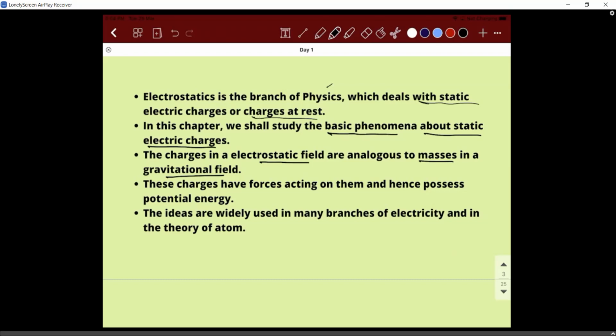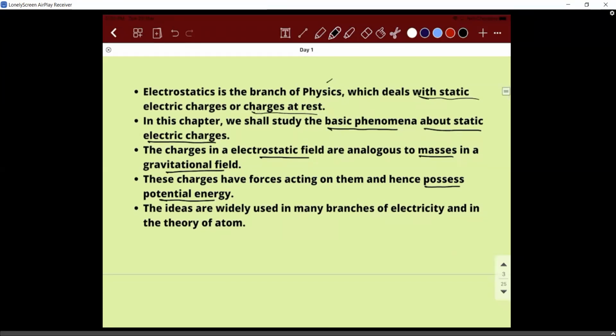Having said this, they also possess potential energy because they are able to exhibit a force and that force is able to do some work. They have potential energy, but the main context of potential energy is discussed in the next chapter, electrostatic potential and capacitance. Then we'll discuss it. Next, the ideas from this chapter are mainly applied in branches of electricity and the theory of the atom. I told you about the atoms, from your atomic structure. You'll be calculating the radius of the nth orbit, energy, all those things. The basic knowledge is taken from this chapter. Okay, this is the first part.